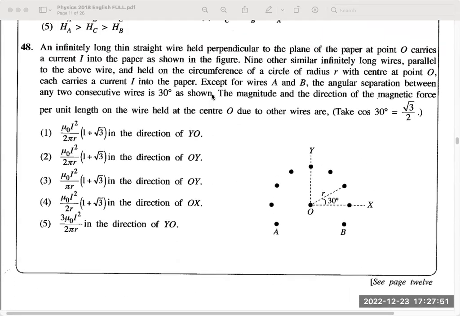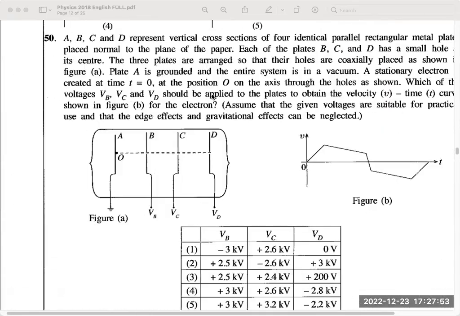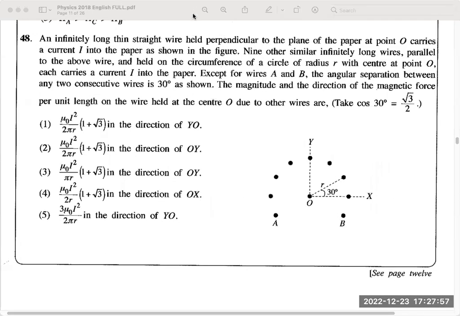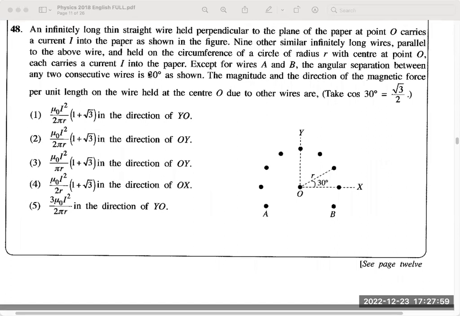Surprising, no? This one is a magnetic field question. 48, 49, and 50, all of them are magnetic field questions. Okay, let's start. An infinitely long thin straight wire held perpendicular to the plane of the paper at point O carries I into the paper. So there is a wire here which is carrying a current into the paper.